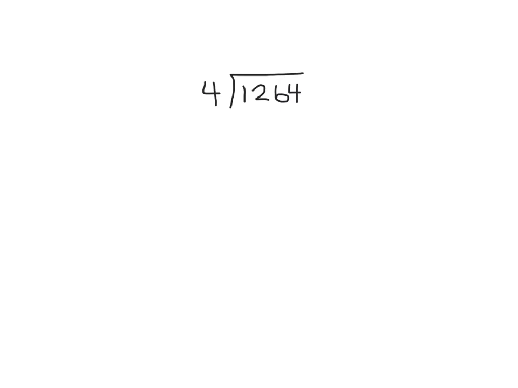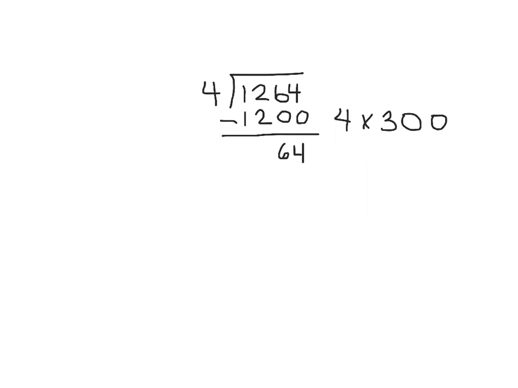4 times 300 is 1,200. So already, right off the bat, I have eliminated 1,200 from my 1,264, and I'm left with only 64 to work with.